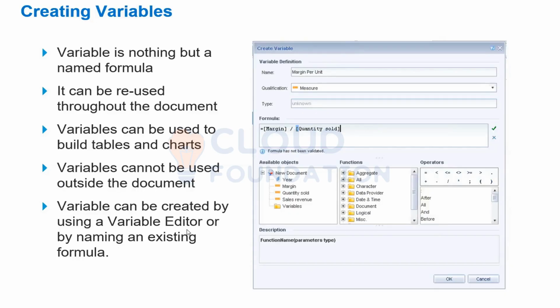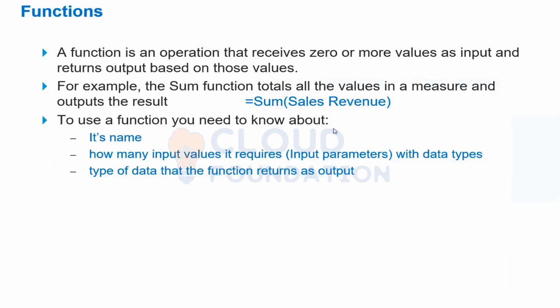Variable can be created by using a variable editor or by naming an existing formula. We'll write some formula here, name it, and say whether it is a dimension or measure. We can use all these functions to write the formulas. These operators also we can use, and we will validate by clicking on this symbol. If it is correct, it will say that it has been validated and correct. Then we can use it in our reporting.